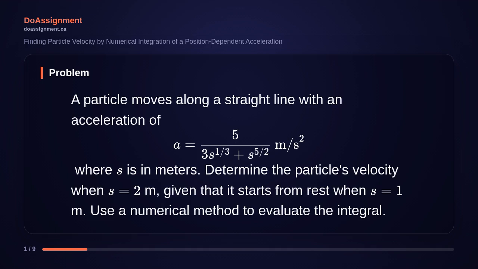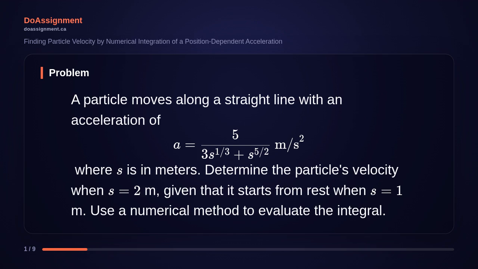A particle moves along a straight line with an acceleration of a = 5/(3s^(1/3) + s^(5/2)) in meters per second squared, where s is in meters. Determine the particle's velocity when s = 2 meters, given that it starts from rest when s = 1 meter. Use a numerical method to evaluate the integral.